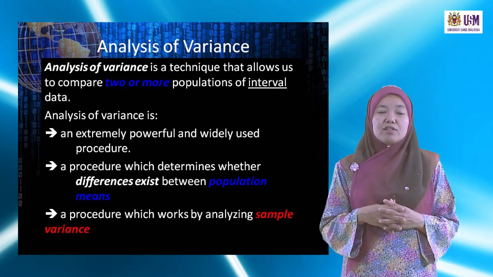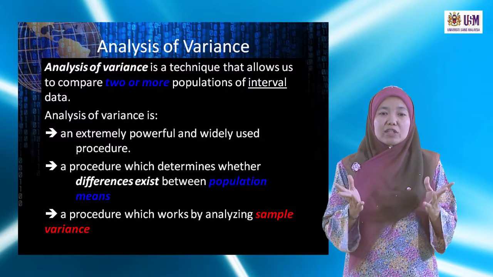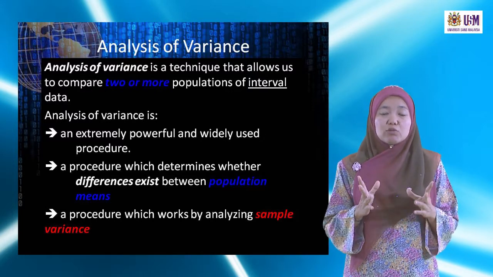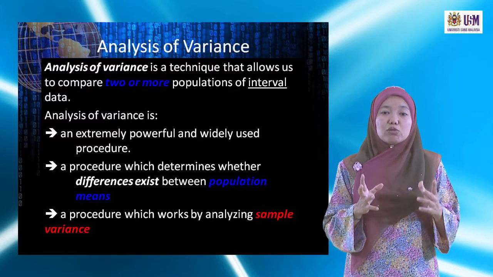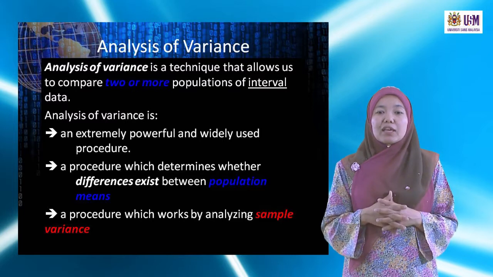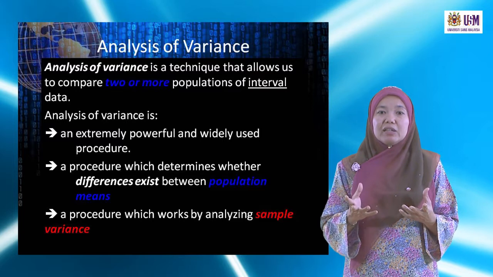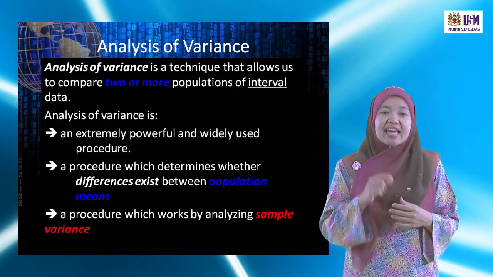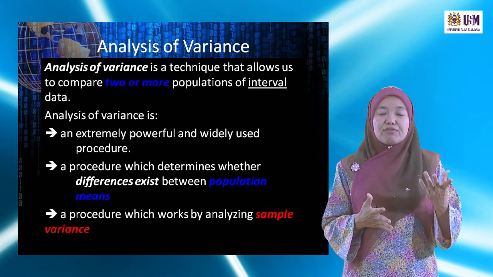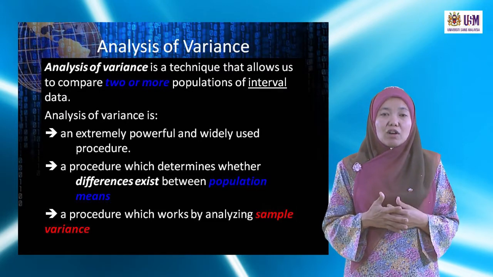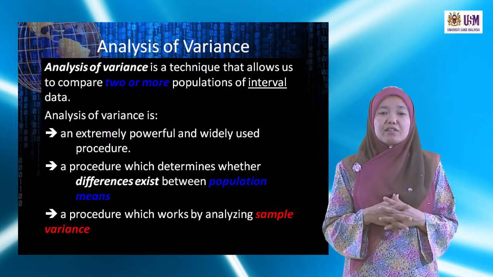ANOVA is extremely powerful and widely used, and this is a procedure which determines whether a difference or differences exist between population means. What we'll be doing is working by analyzing sample variance. So you take the words analysis of variance, and you already know what variance is. This is from the first chapter that we did, in terms of measures of dispersion, variance and standard deviation.